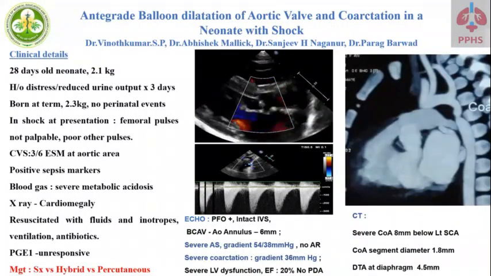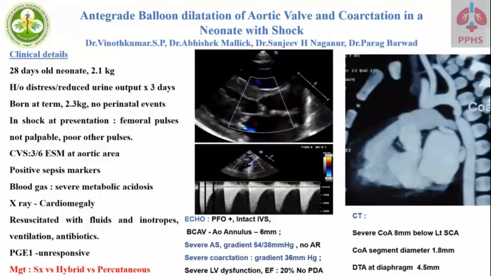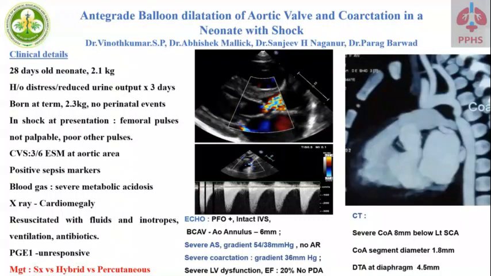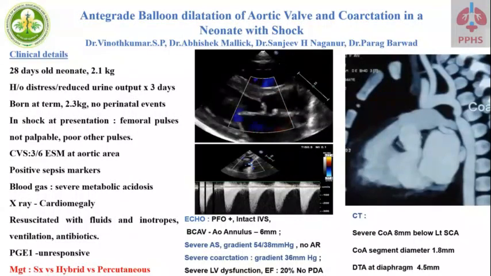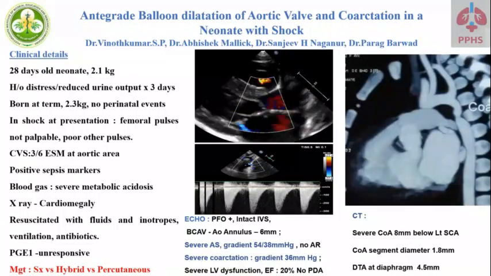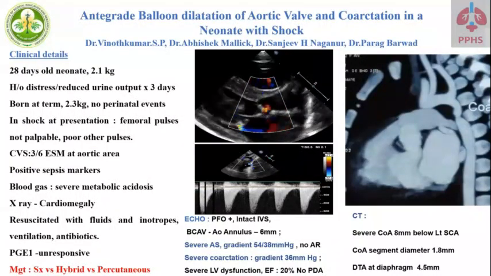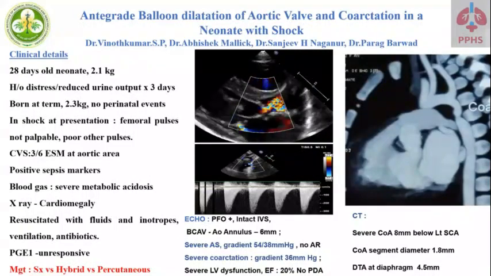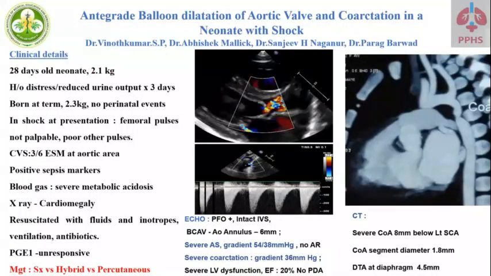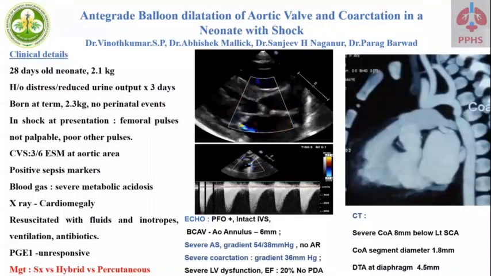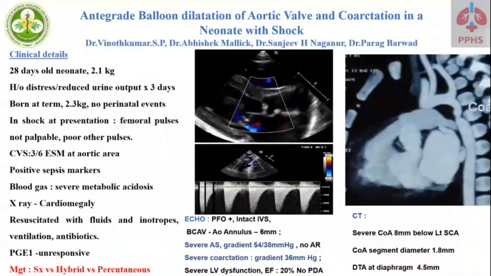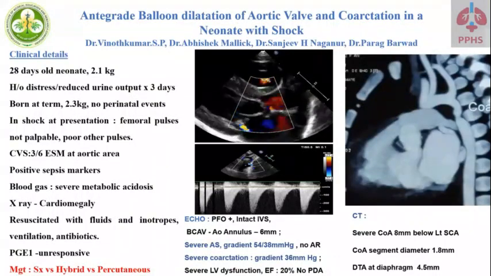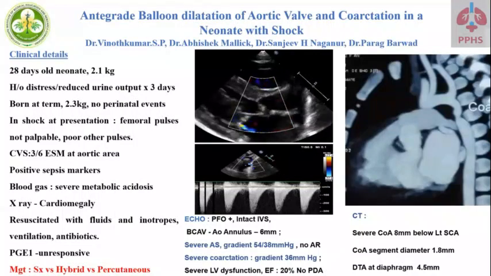On presentation, the child was in full-blown shock, pulses were not palpable, and cardiovascular examination revealed a 3/6 systolic murmur at the aortic area, and his sepsis markers were positive. Blood gas showed severe metabolic acidosis, and he was initially resuscitated with fluids, inotropes and ventilation. Considering the shock, he was started on PGE1 because he was unresponsive. His echo showed a bicuspid aortic valve with severe AS with a gradient of 54 and 30 millimeters of mercury, and severe coarctation with a gradient of 36, with severe LV dysfunction with an ejection fraction of 20%. CT also confirmed the presence of severe coarctation.